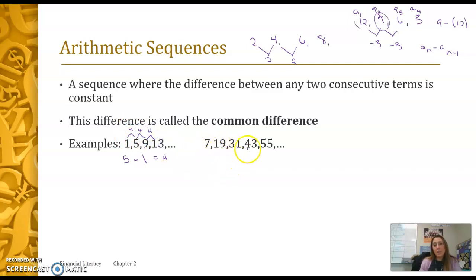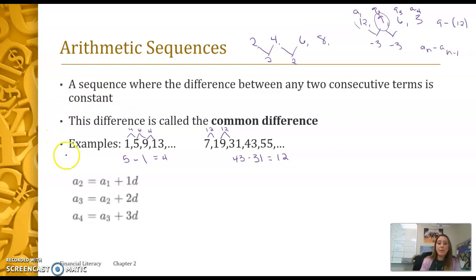To do the same thing here, let's just pick two random ones. So we actually could do this one and this one. We could do 43 minus 31, and that's going to give us 12. And that's true. The difference here is 12. 7 plus 12 is 19. 19 plus 12 is 31, and so forth. So that is kind of how you'll find those arithmetic sequences.